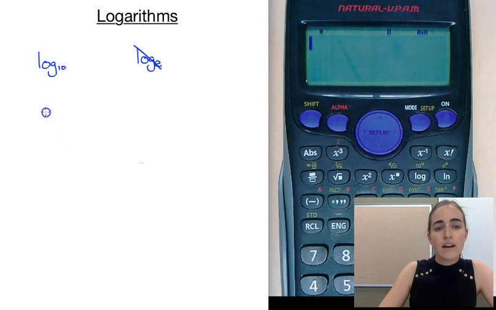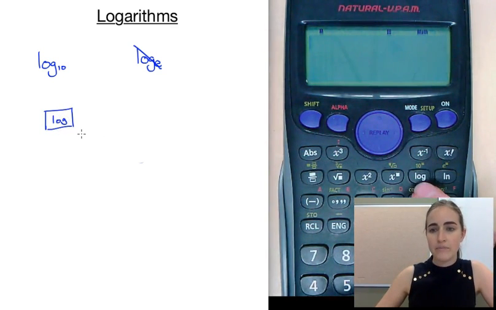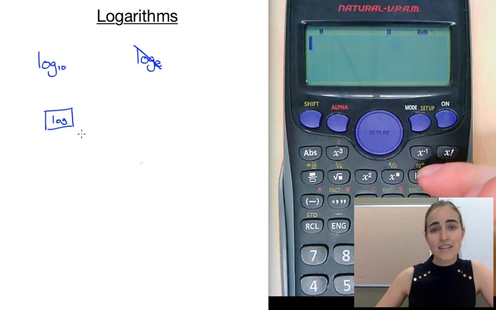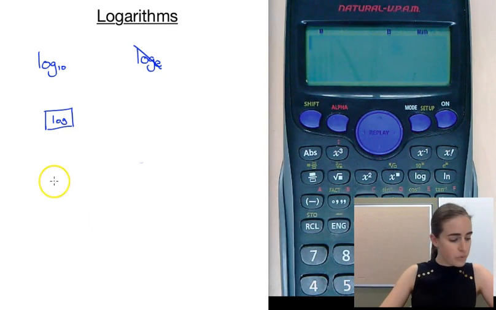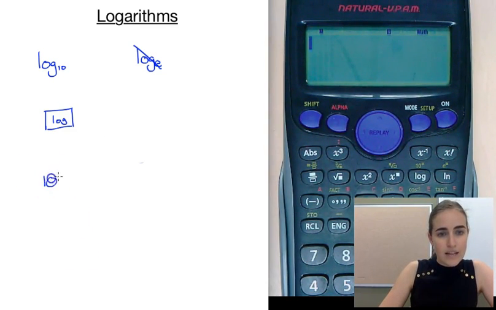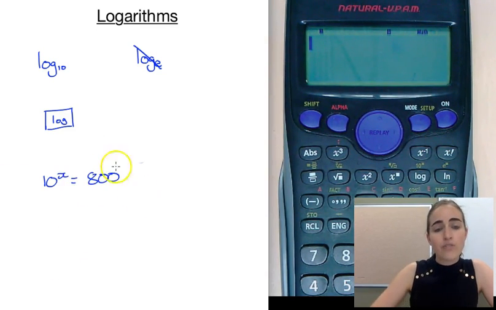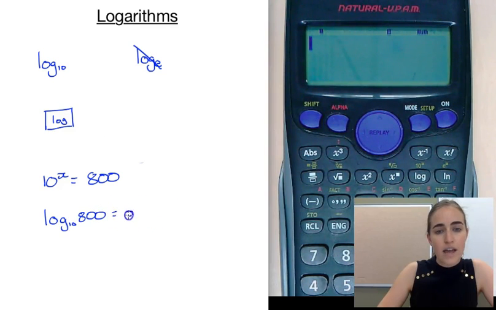On your calculator, it's just the button that says log. So it's this one here. And above it, it's got that 10 to the power of something button because those two things are related. So for example, if we had a problem like 10 to the power of x is equal to 800. If we wanted to solve that, we'd first rewrite it into log form. So we'd have log to base 10 of 800 is equal to x.